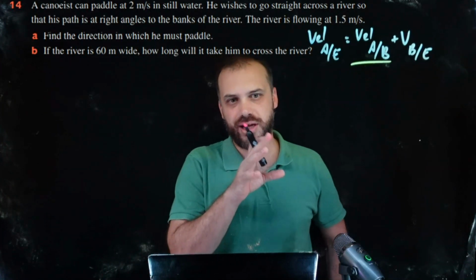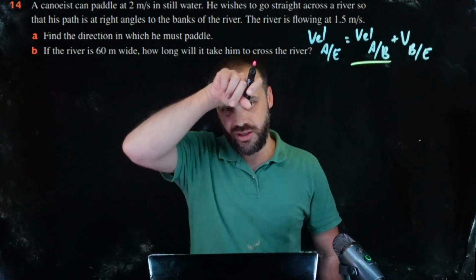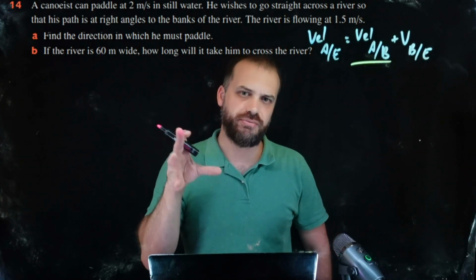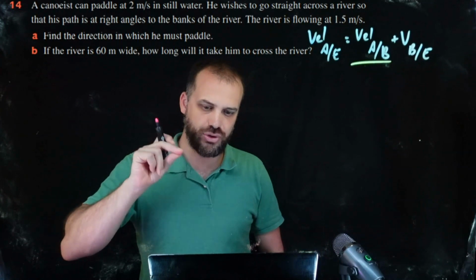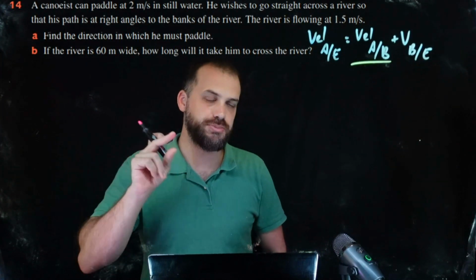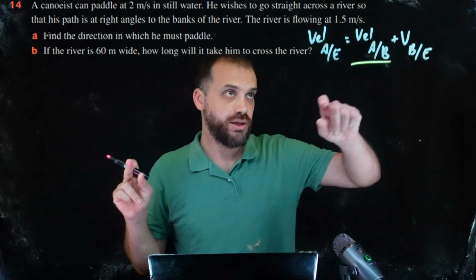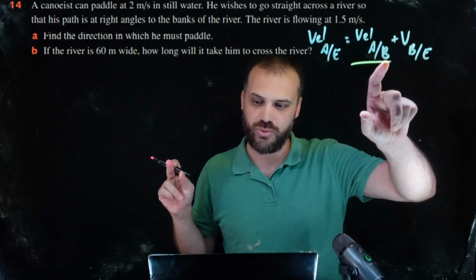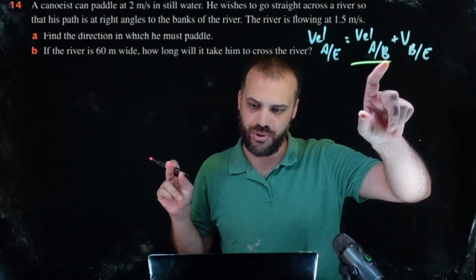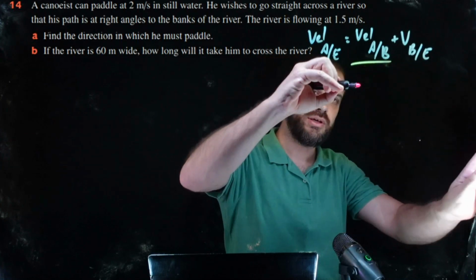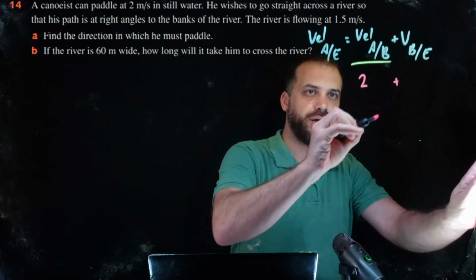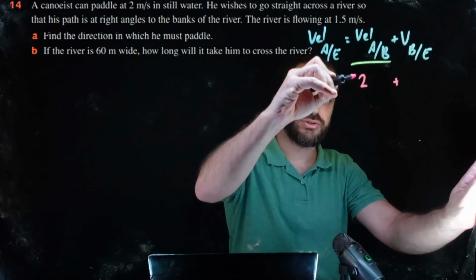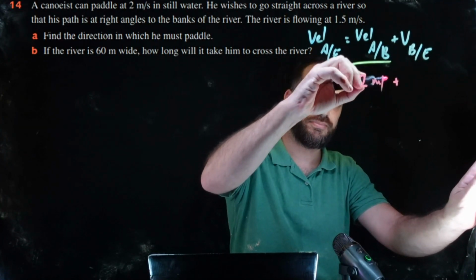Okay, so this is another question similar to the previous one where it feels like we know a little bit of everything. We know that he can travel 2 meters per second in still water. So his speed relative to the water is 2 meters per second. All right. So speed is just 2. Okay. That's the magnitude. Let's call it meters per second.